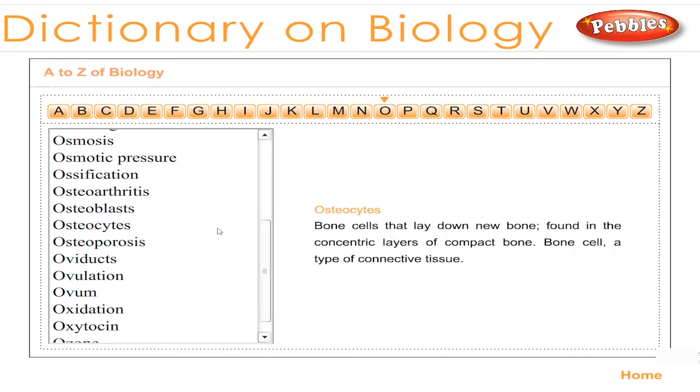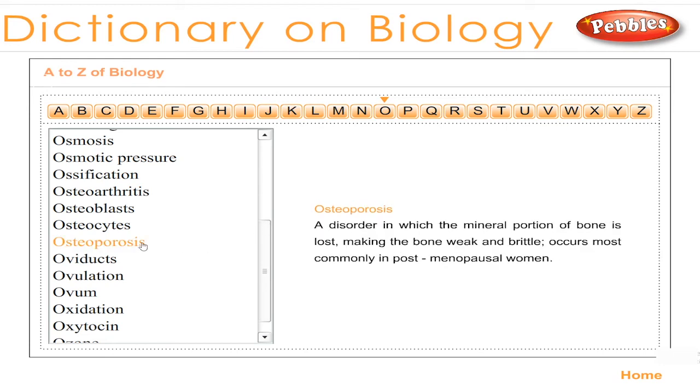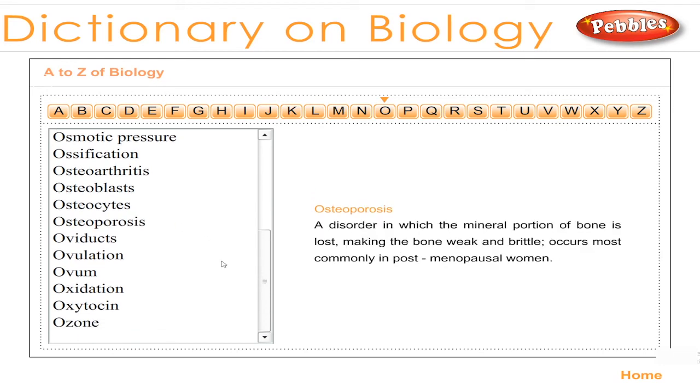Osteocytes, bone cells that lay down new bone, found in the concentric layers of compact bone. Bone cell, a type of connective tissue. Osteoporosis, a disorder in which the mineral portion of bone is lost, making the bone weak and brittle, occurs most commonly in postmenopausal women.